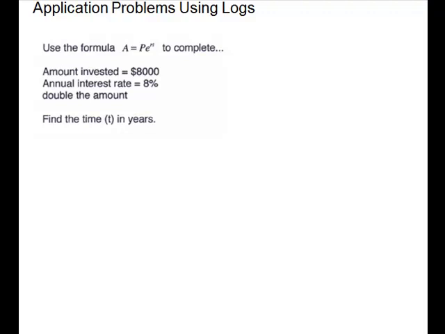Our amount invested, 8,000, is your P. The interest rate, the R, is 8%. Remember, switch it to 0.08. And we want to double the amount. So we have to do just a little bit of work to find the accumulated amount. If we're going to double what we invested, 8,000, this will be 16,000. So our A is 16,000.